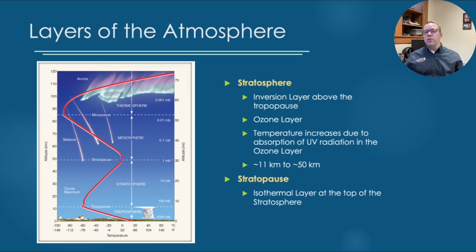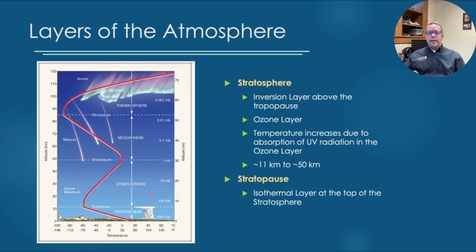Now, why does it do that? It's because right around that altitude, just above that altitude, you have a layer of the atmosphere that we often call the ozone layer. That ozone is just a molecule of 3 oxygen atoms combined into one molecule. That's ozone.